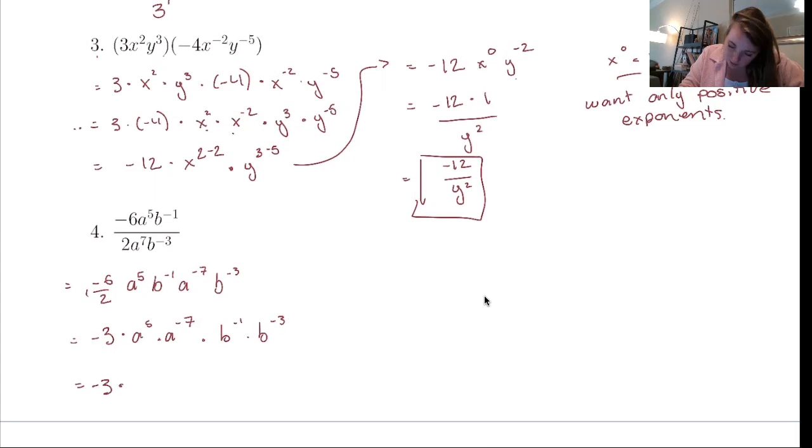And then using property 1 again, negative 3 isn't special, there's nothing else to do with it. So a to the 5 times a to the negative 7 is going to be a to the 5 minus 7, times b to the negative 1 plus negative 3. Or you can just say minus 3.